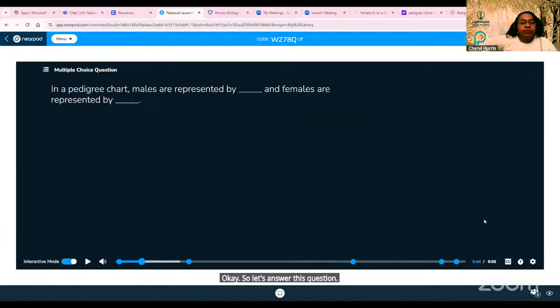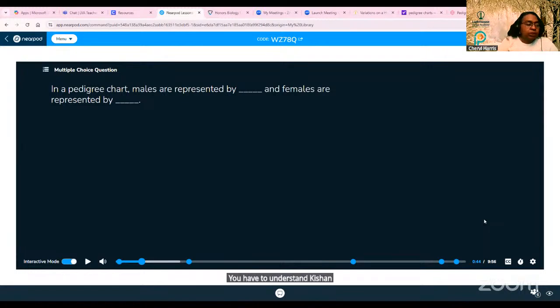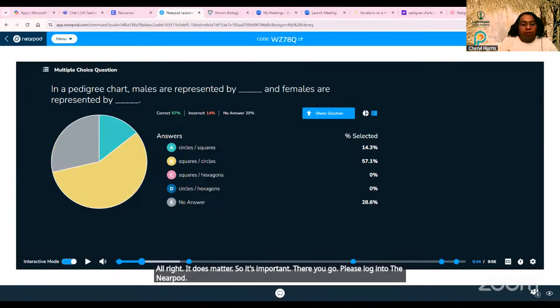Now, this is important because when you have to do your pedigree charts, you have to be able to read your circles and squares. So it does matter. You have to understand. Kashan, where are you? All right, it does matter, so it's important. There you go. Please log into the Nearpod. All righty.